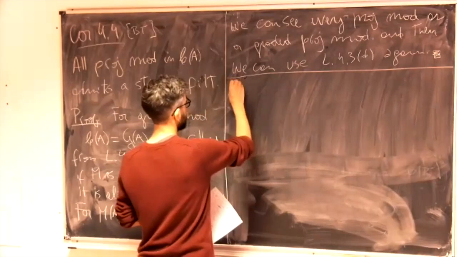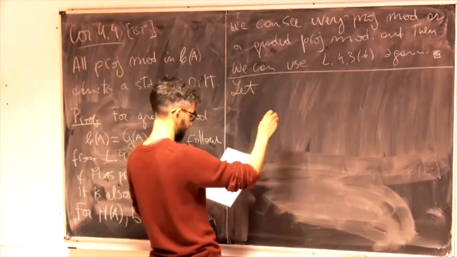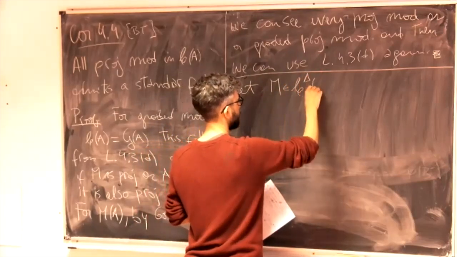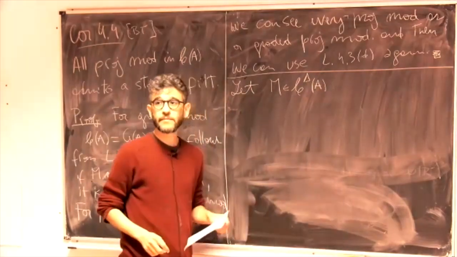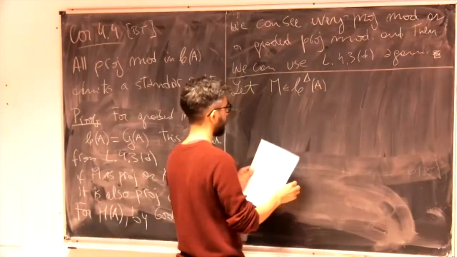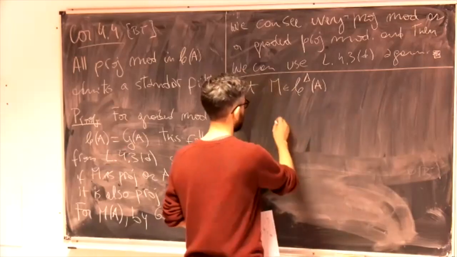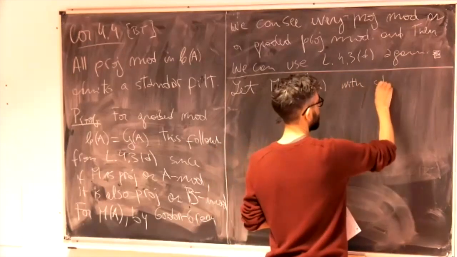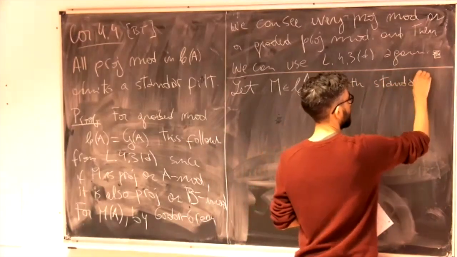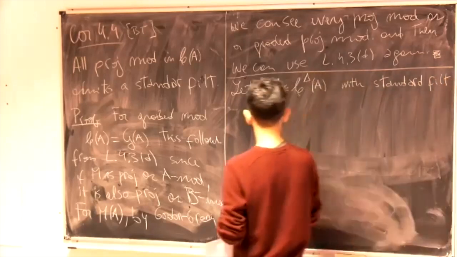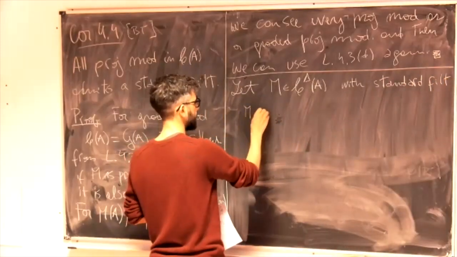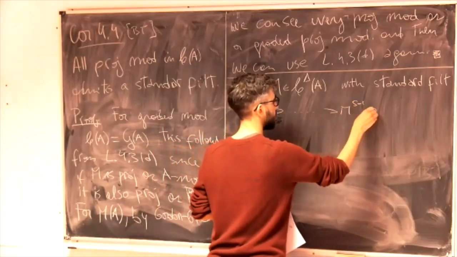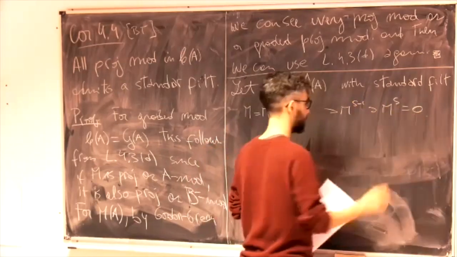We let M be a module with a standard filtration. And what is a standard filtration? I will write it again: M, and 0, and S minus 1, and S equal to 0.